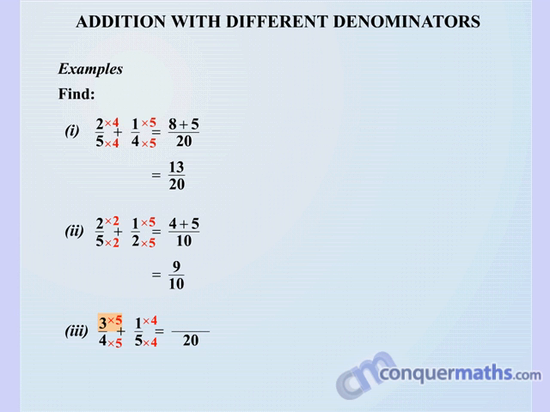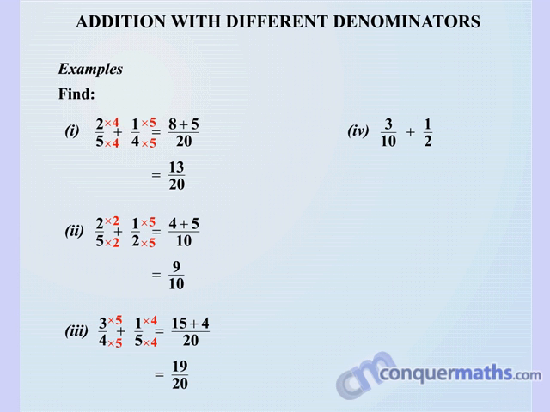So we have 3 times 5 is 15. Then we have plus, and 1 times 4 is 4. So let's simplify that now. 15 plus 4 is 19. So our answer there is 19 over 20. Terrific.